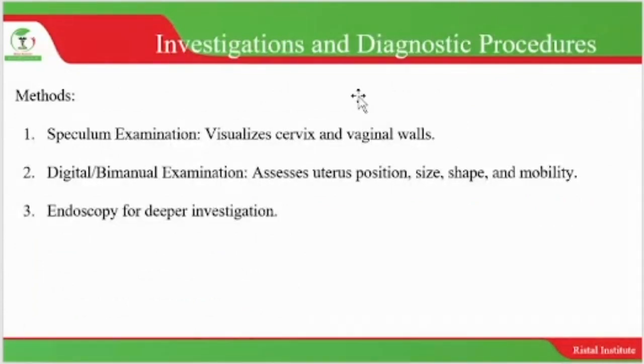So what are the methods? Well, we have a speculum examination, which is used to visualize the cervix and the vaginal walls. Then we have the digital or bimanual examination. This one assesses the uterus: position, size, shape, and mobility. Then we have endoscopy for deeper investigations.